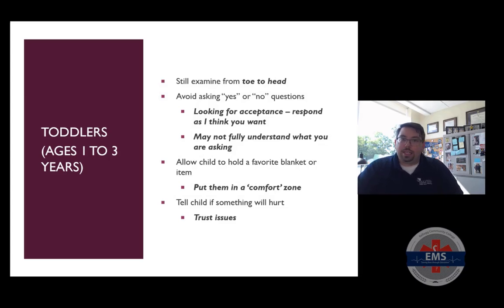We also know that they still are examined from toe to head, right? Because again, we want to build that trust, and we don't want to go right in for their chest or abdomen where they may be having injuries or pain, or putting our cold stethoscope on them. Start with what they'll let you assess, with their foot or their hand. Pulse oximetry is a great tool to get started with on that. They are looking for acceptance, and they're going to always respond how you want them to respond or how they think you want a response. They want to please. So avoid yes or no questions, right?